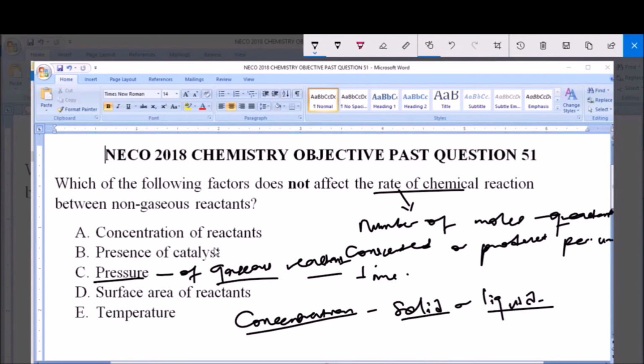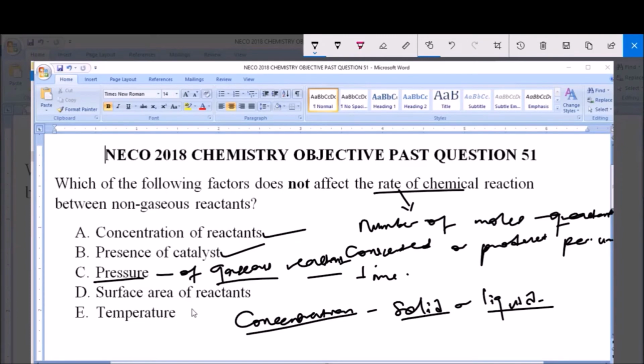But then the concentration of reactants will affect it because it is in solid or liquid form. It's not a gaseous form. And if it is gaseous, then concentration will not affect it, but pressure. Then the presence of a catalyst, like we know, increases the rate of reaction. Surface area of reactants also increases the rate of chemical reaction. That is, the larger the surface area, the more the rate of reaction.